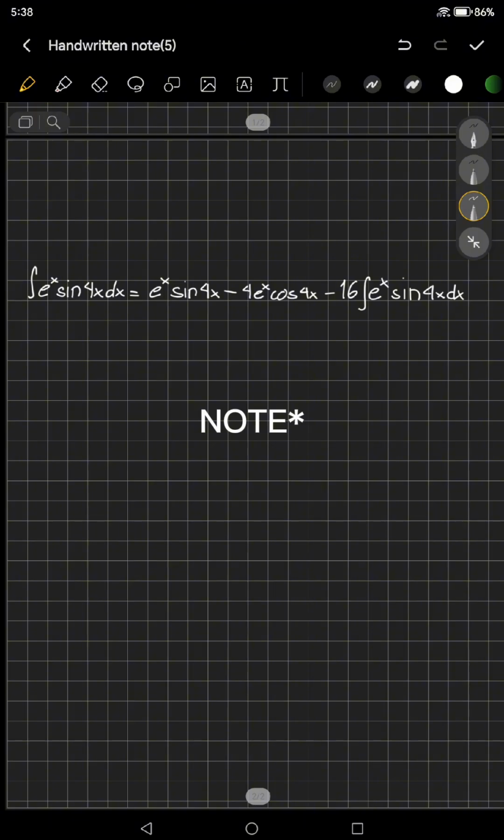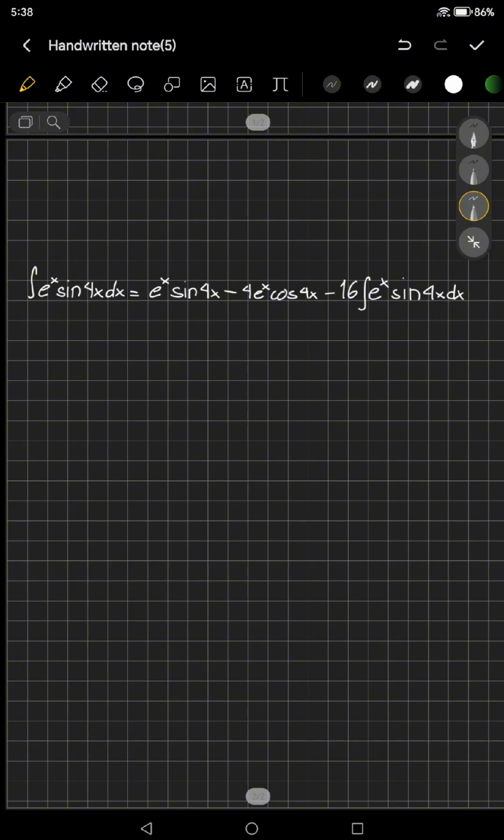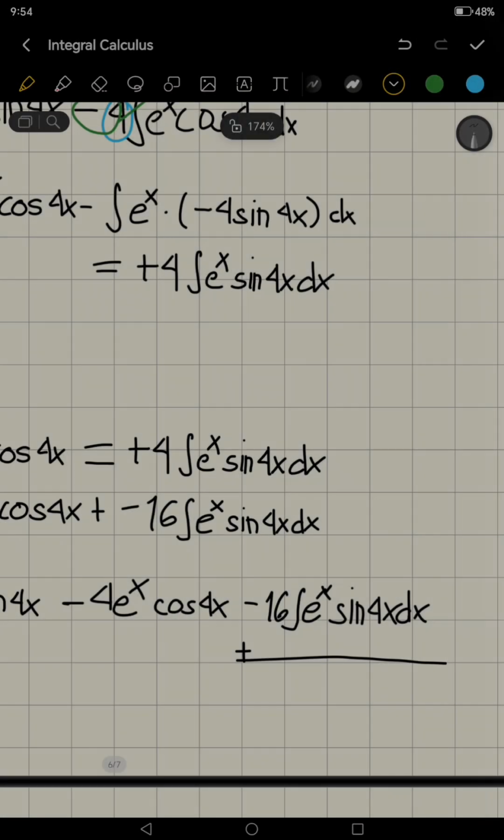So to end this problem and make all things short, just simply remove the negative 16 times the integral of e raised to x times sine 4x dx by adding to both sides a positive 16 times the integral of e raised to x times sine 4x dx. Note that what you add to one side will be the same to the other side, for us to make all things balance and make the unimportant equation equal to 0. Let's go back to the problem, and the problem will become like this.